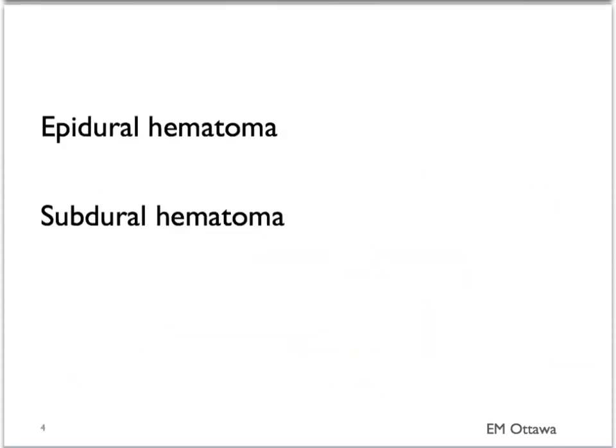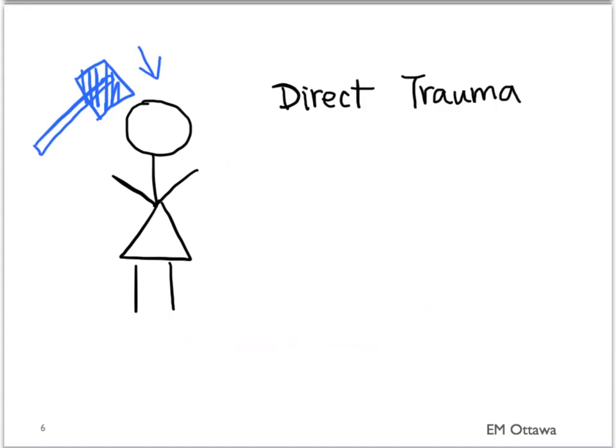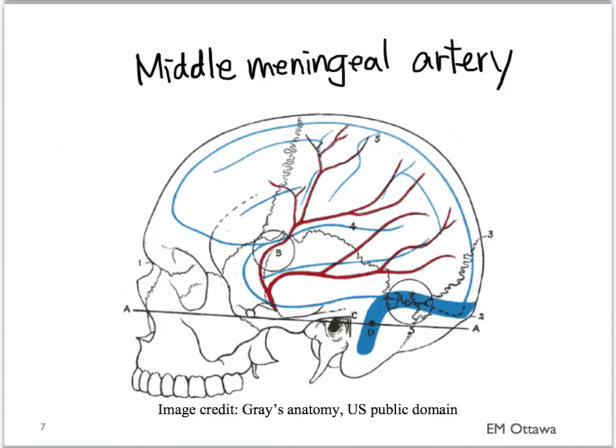We will now discuss the specific presentation of epidural and subdural hematoma. First, epidural hematoma. Epidural hematoma is caused by direct trauma to the area. Specifically, it is caused by trauma to the temporal bone. Trauma to the temporal bone can cause disruption of the middle meningeal artery, shown here in red.